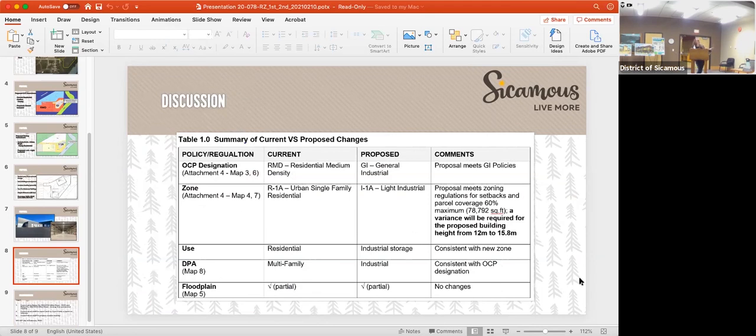So what this table is showing is that the proposal is consistent with the proposed OCP land use designation and is mostly consistent with the proposed light industrial zone. So it meets the regulations for setbacks for buildings and structures, as well as the parcel coverage. But a variance would be required for the proposed building height. The landowner did say that if necessary, he could remove 1 layer of racking to then bring it into conformance with height, if the variance was not available.